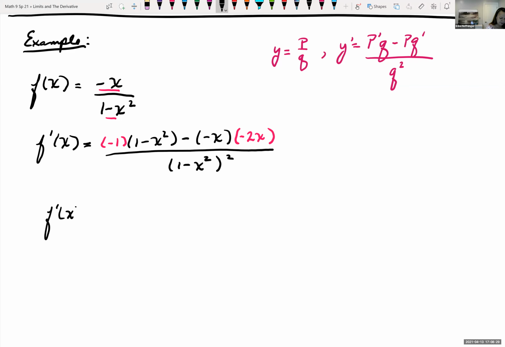So let's clean this up before we take the second derivative. Let's distribute in the numerator and combine like terms where necessary. So distributing that -1, we get -1 plus x squared.